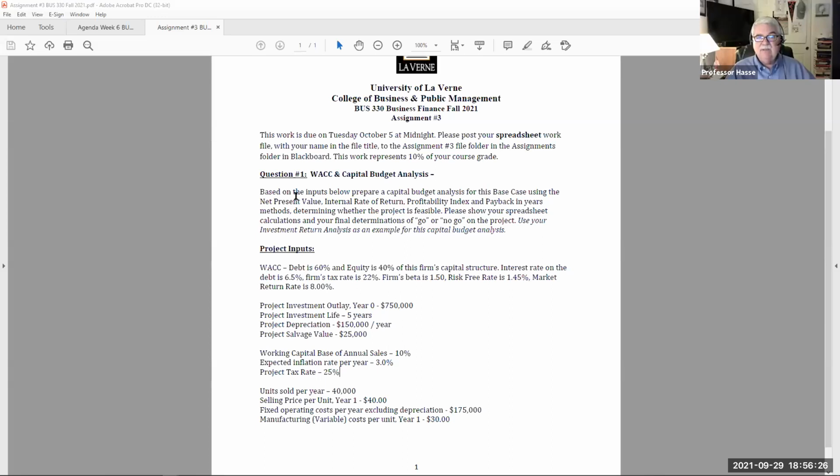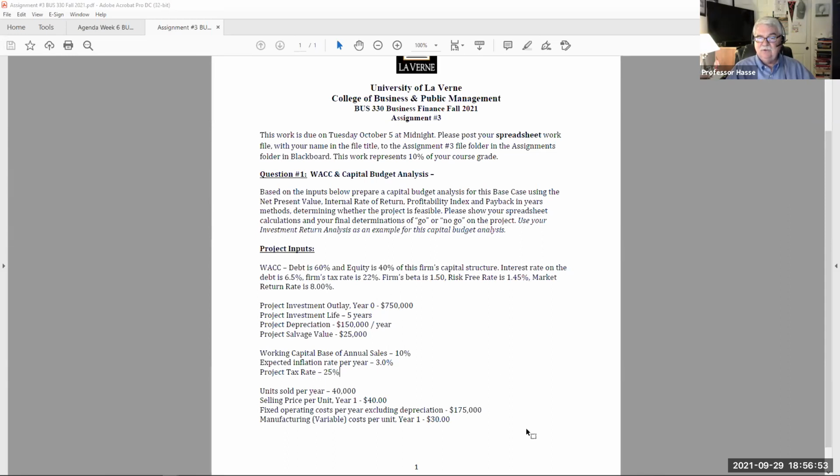Remember, in case number 3, the only English you have to do in this case is, notice in case 3, here it is right here. It says, based on the inputs below, prepare a capital budget analysis for this base case using net present value, internal rate of return, profitability index, and payback in years methods. Determine whether the project is feasible. Please show your spreadsheet calculations and your final determinations of go or no go on the project.